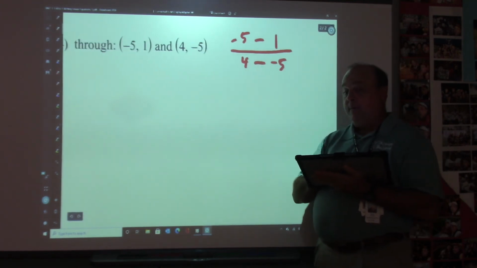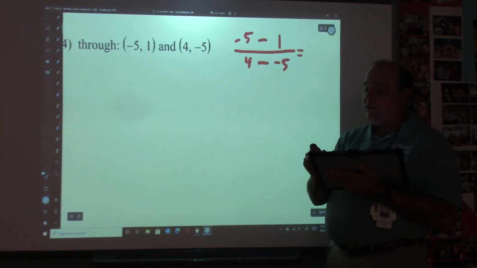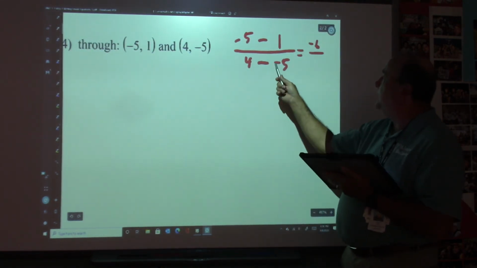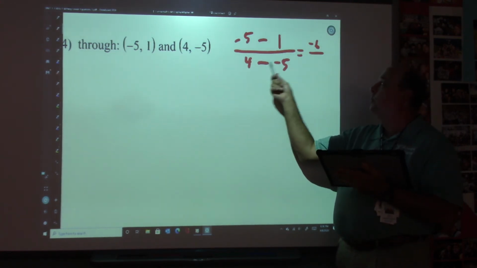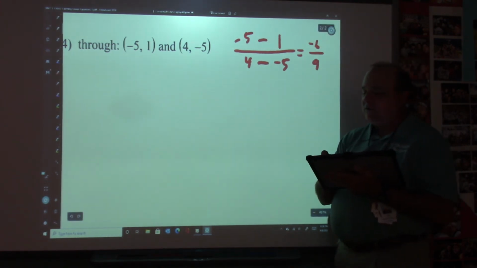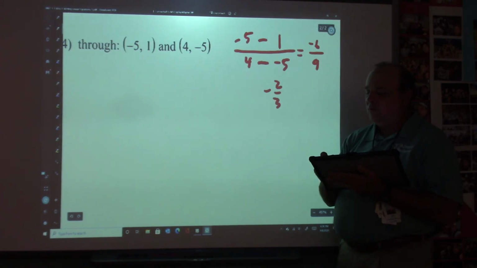Now then, let's do the math correctly. Hopefully you can get this. This turns into negative 6, and this makes a plus. 4 plus 5 is 9. So this is going to end up being negative 2 over 3.